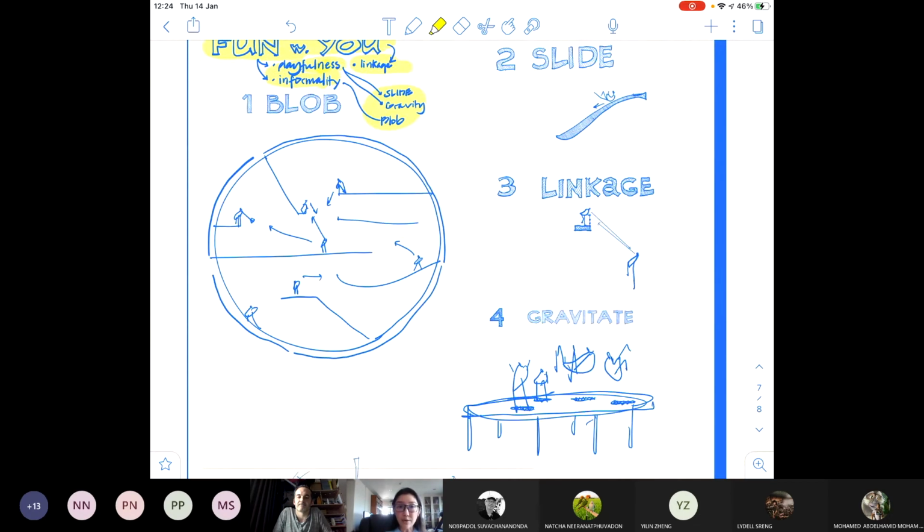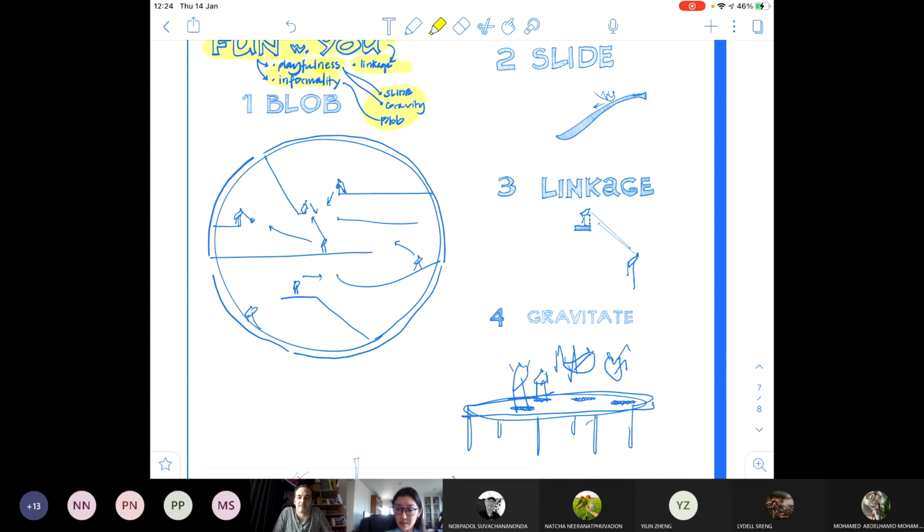Blob, slide, linkage, and gravitate. I took the form of blob because I know that square or block or rectilinear is so much against the fun and playfulness. That's why blob would be my case. And when I circulate, rather than walk, I go using slide.